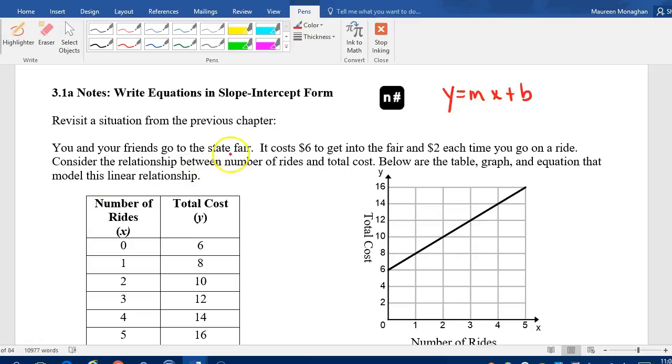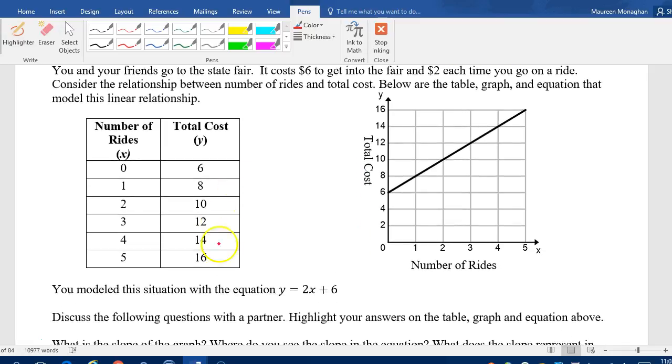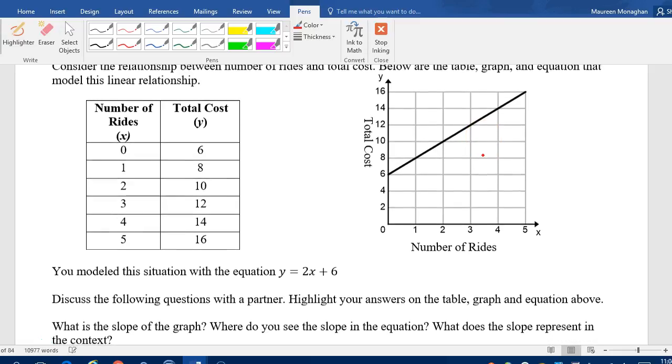Okay, you and your friends go to the state fair. It costs $6 to get into the fair, $2 each time you go on a ride. We're going to look at all these different pieces and we're going to name the slope and the y-intercept with each of them. Okay, so the equation is y equals 2x plus 6. Here's our table and here's our graph. All right, we're going to highlight on the table, the graph, each part of this.